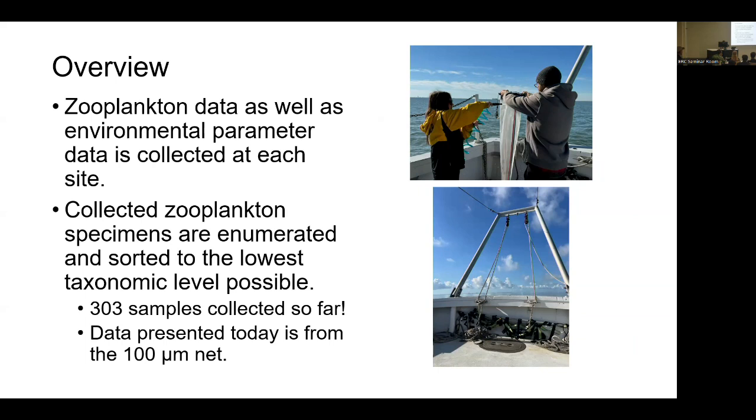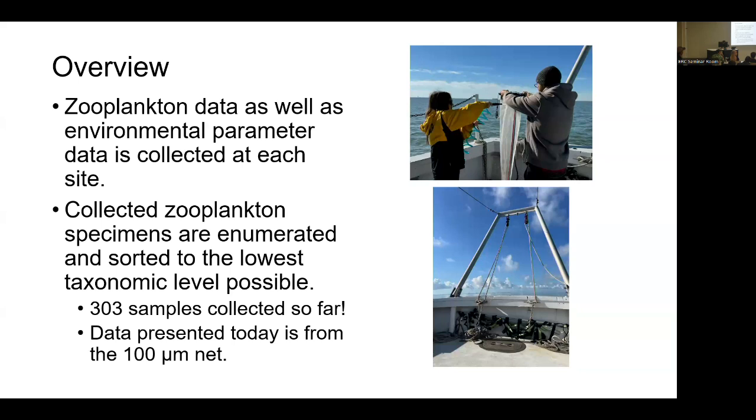then taken back to the lab where I have the distinct pleasure of enumerating and sorting them to the lowest taxonomic level possible under the microscope. So my eyes are doing great. And typically the lowest taxonomic level possible in this case, especially for the copepods, is to the genus level, although occasionally there are some species level IDs too.